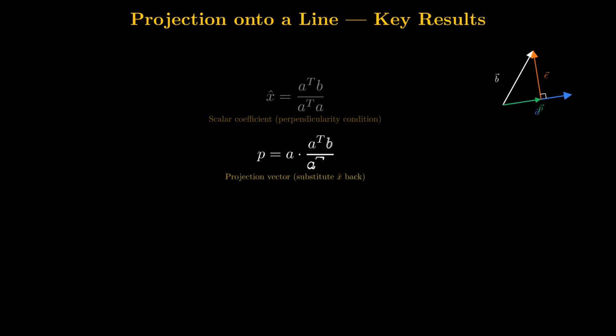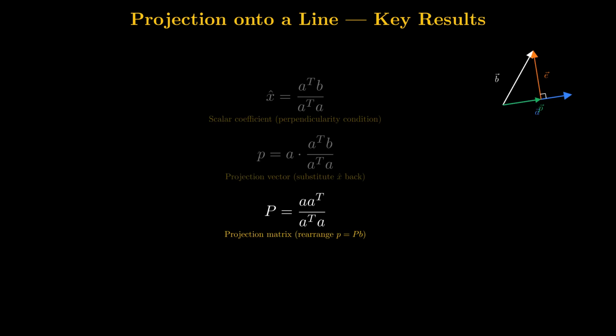Let's step back and see the full picture of what happened. We started with one geometric question, find the closest point on the line, and one constraint, perpendicularity. That single right angle condition gave us a scalar formula. X hat equals A transpose B over A transpose A. When we substituted back, it revealed the projection vector P equals A times the quantity A transpose B over A transpose A. Rearranging that expression exposed the projection matrix capital P equals A A transpose over A transpose A.